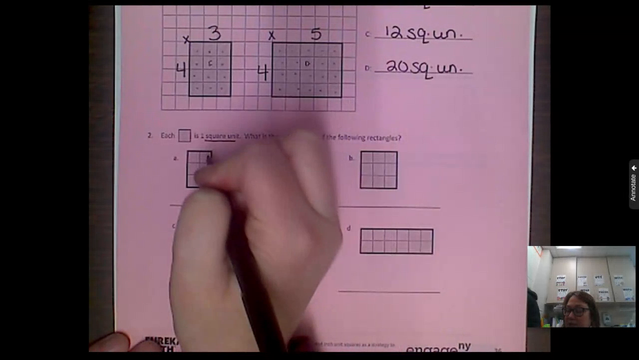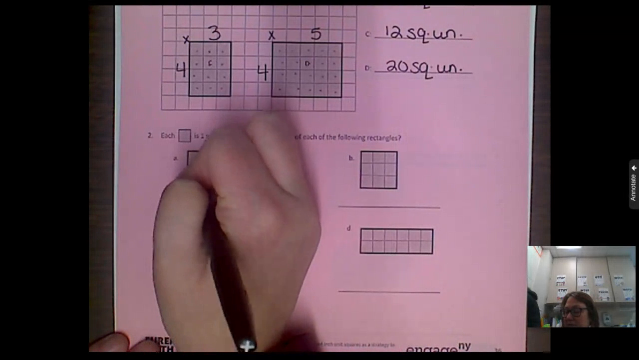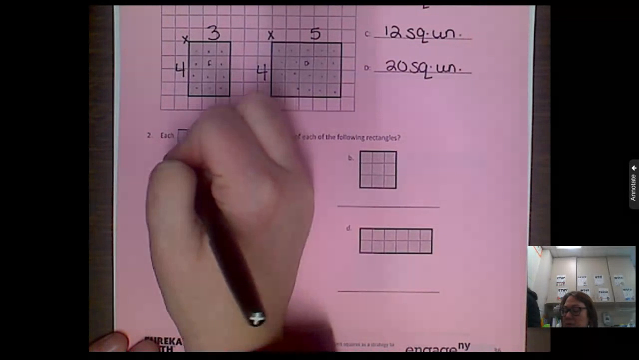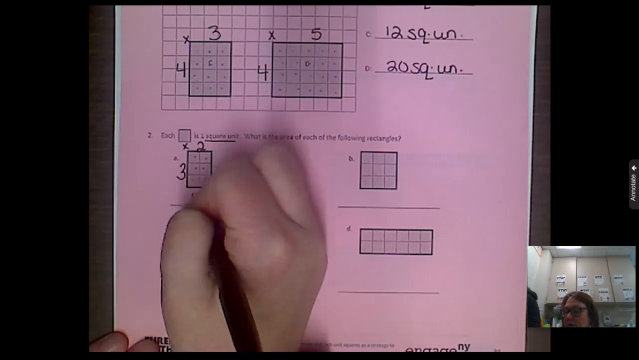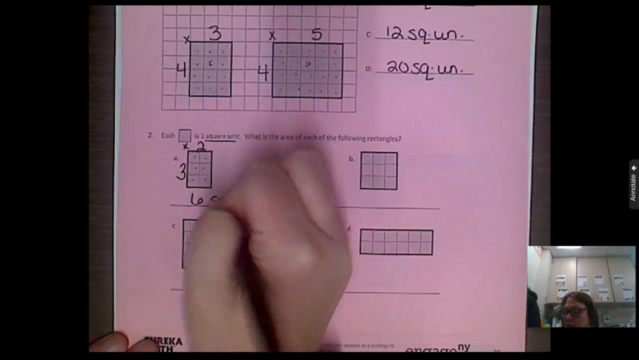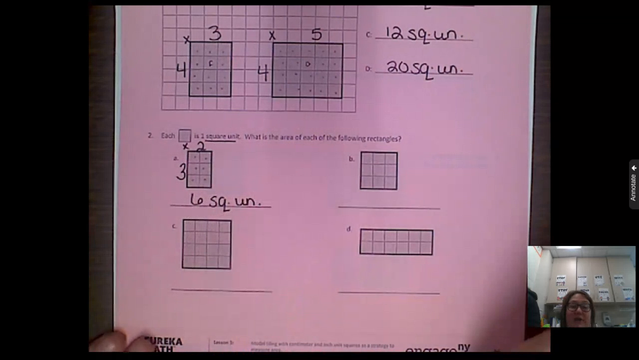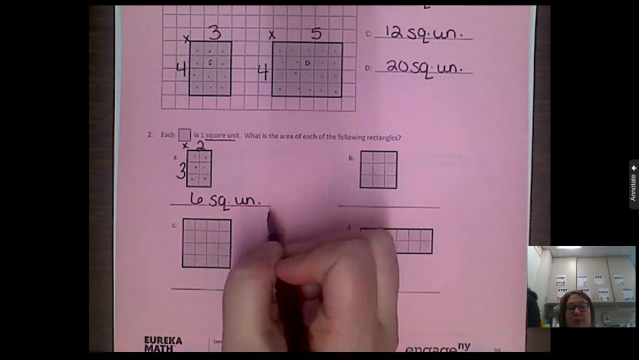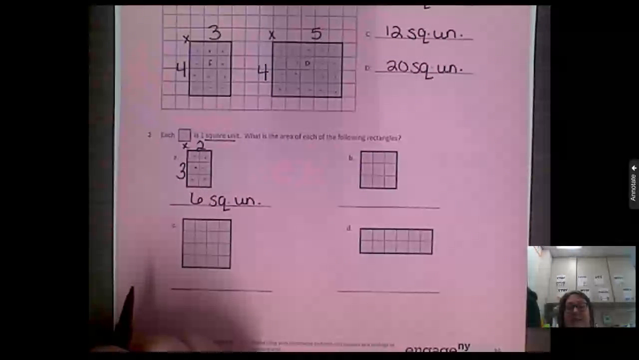Okay, so we're checking together. So A, we have 1, 2, 3, 4, 5, 6, and you labeled your side lengths. You have 3 rows times 2 in each row, so that would be 6 square units. Make sure you have that label. If you just put a 6, boys and girls, you're not done. Go ahead and add that square units right now, okay? Because we need that label. Give me a thumbs up if you had that correct.